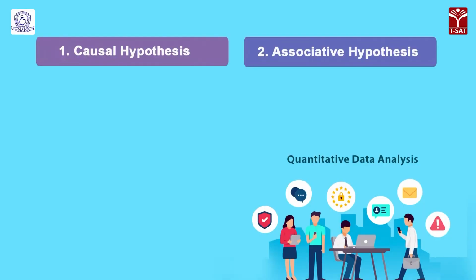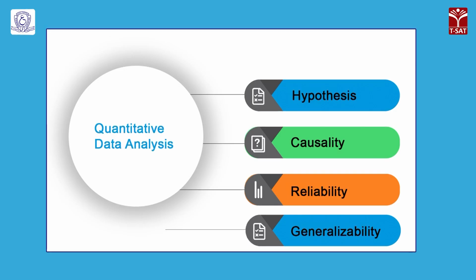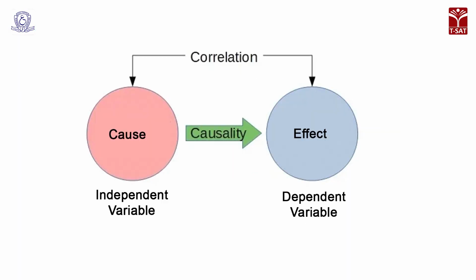Causal and associative hypotheses are two types of hypothesis which must be clarified in this context. A causal hypothesis suggests an input A will affect outcome B. An associative hypothesis, on the other hand, describes how variables may relate to each other but not necessarily in a causal manner. Hypothesis, causality, reliability and generalizability are significant aspects in quantitative data analysis.